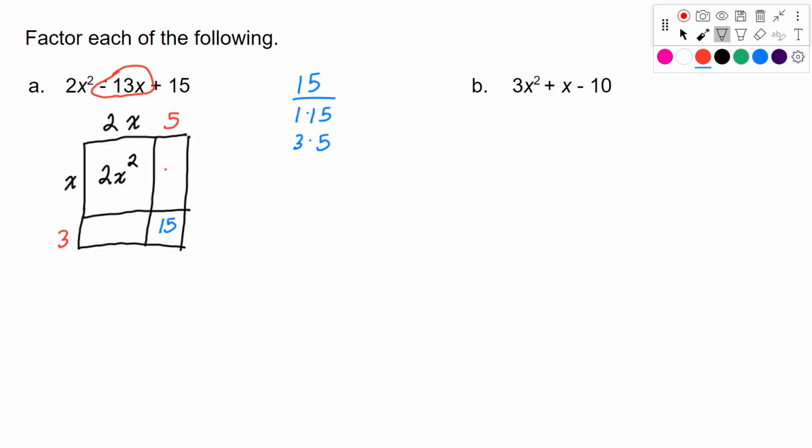5 times x is 5x. 3 times 2 is 6x. Well, to get 13, even adding these two numbers, the closest I get is 11. Now I don't want to give up on the 3 and 5. I'm just going to change which side I write them.